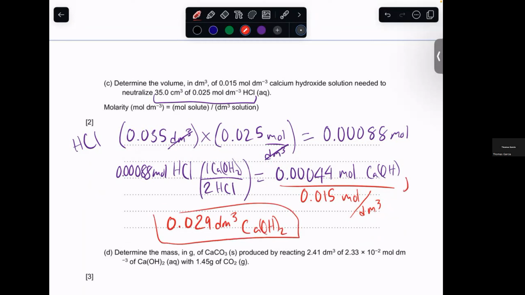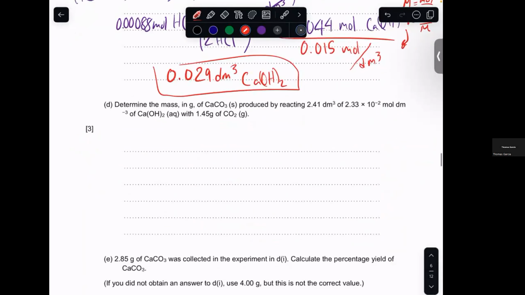And this equation right here came from the idea that if molarity equals mole over volume, then volume equals mole over molarity. All right, so that's how I got that. Determine the mass in grams of calcium carbonate produced by reacting 2.41 decimeters cubed of 2.33 times 10 to the minus second moles per decimeter cubed of calcium hydroxide aqueous with 1.45 grams of carbon dioxide.